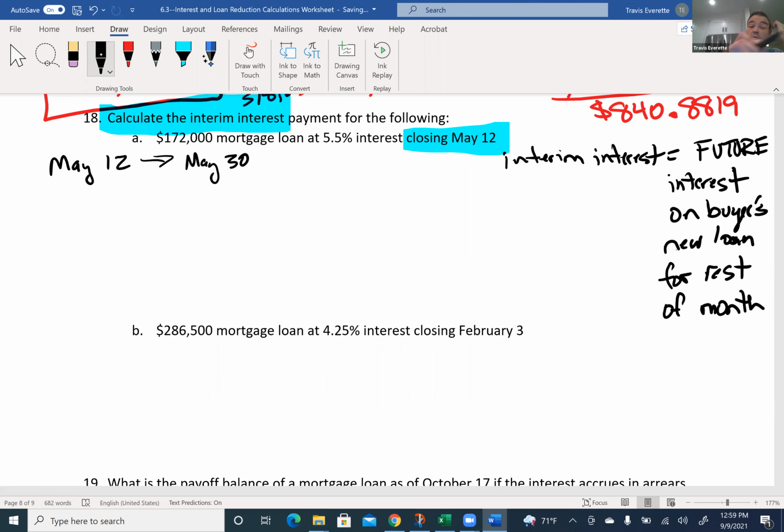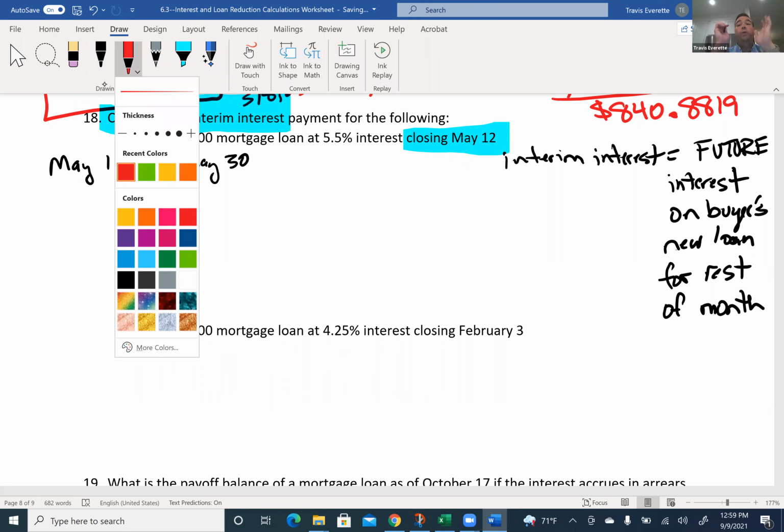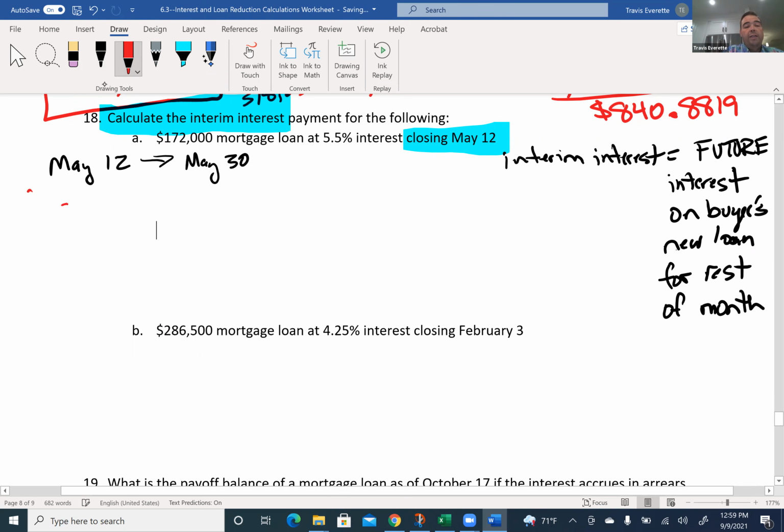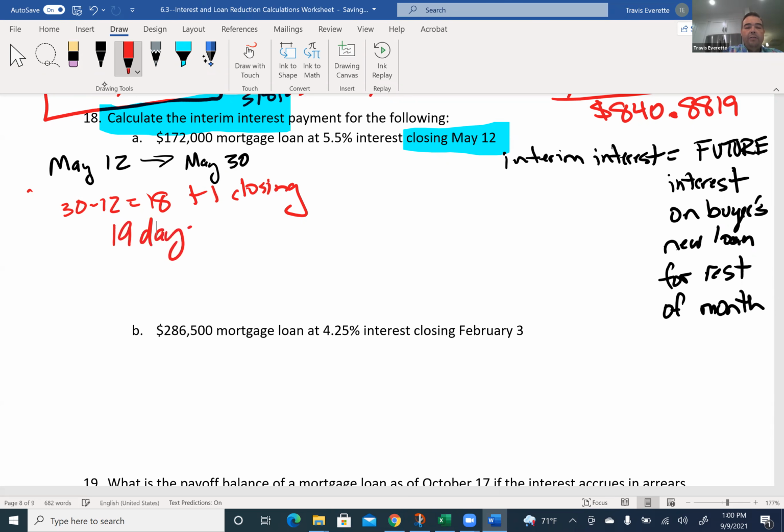Now, I will tell you, here's where you're likely to make a mistake with interim interest. You've got to really be careful with counting days when it comes to interim interest. You're going to take that 30 and subtract 12, and that's 18, but that's not your answer. You have to do a +1 for the day of closing. Otherwise, you will end up not counting the day of closing and you'll always be a day short. So that's actually 19 days here. Just do 30 minus the day of closing and then +1 for the day of closing. Okay. So you've got 19 days of interest here.